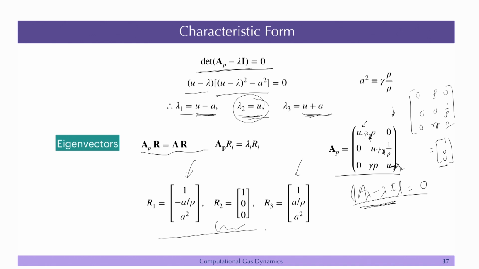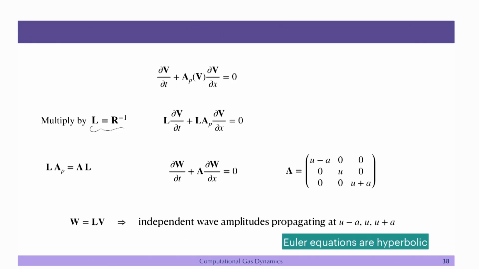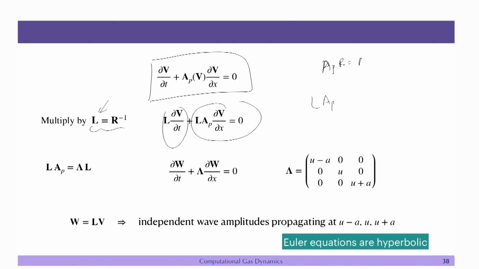So, you can have an R matrix which is R 1, R 2 and R 3. And then you multiply. This is your original equation that we had, and how did you get to the characteristic form earlier? You multiply with the left eigenvector here. So, L dV by dt and L AP dV by dx. Just like we had AP R equal to lambda R, in the case of the left eigenvector, L AP equal to lambda L. So, this L AP can be written as lambda L.